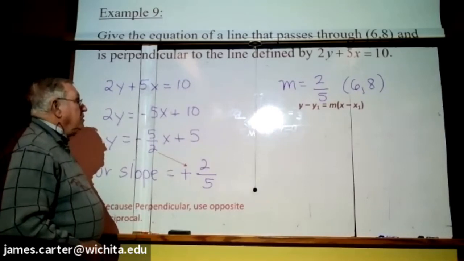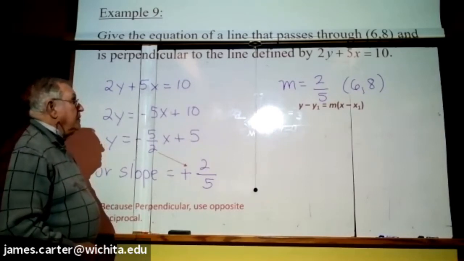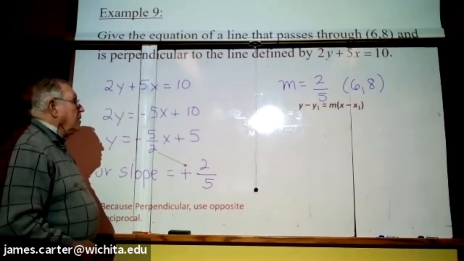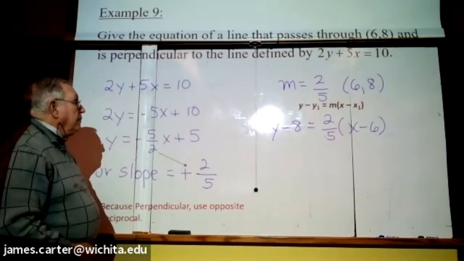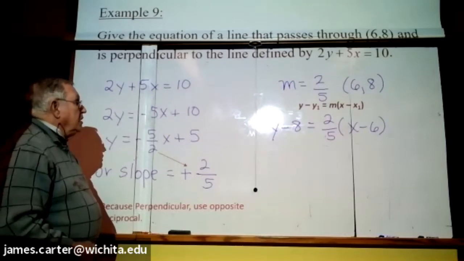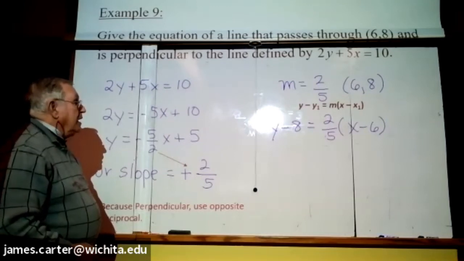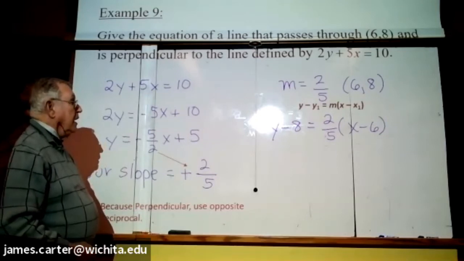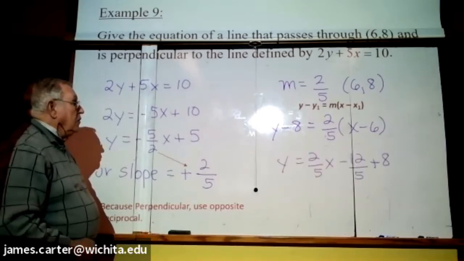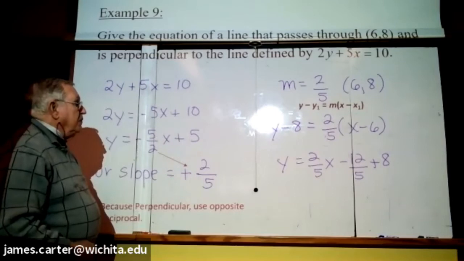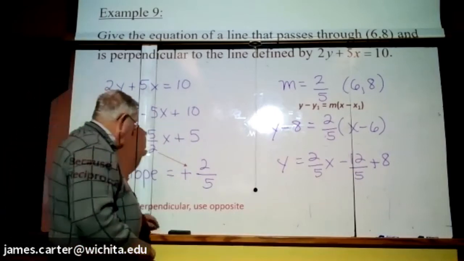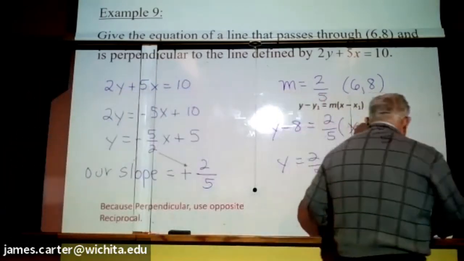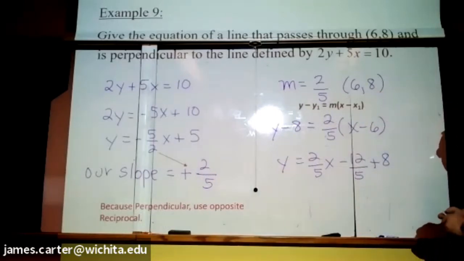Now we're going to actually solve this. Our slope is going to be 2/5, our point is going to be (6, 8), and we're going to use the point-slope form. We substitute in the 8 and the 6 and the 2/5. We distribute the 2/5 and move the 8 over. Right here, we've got to do a little bit of common denominatoralizing.